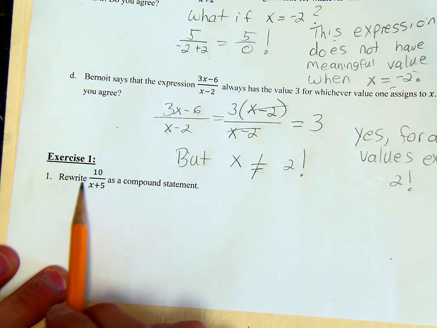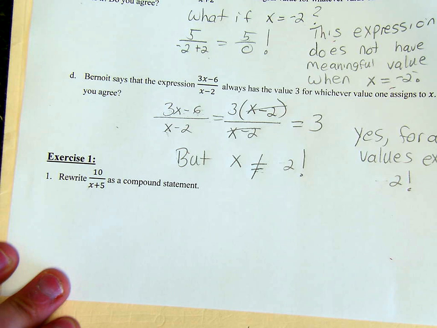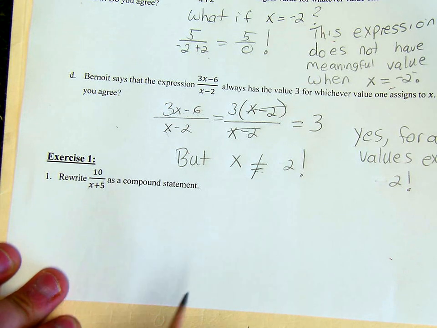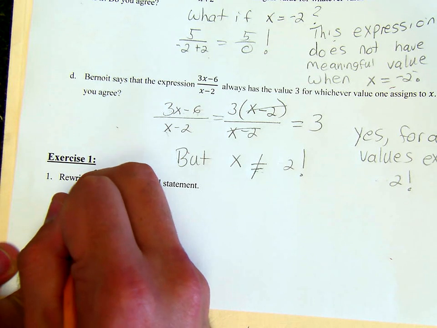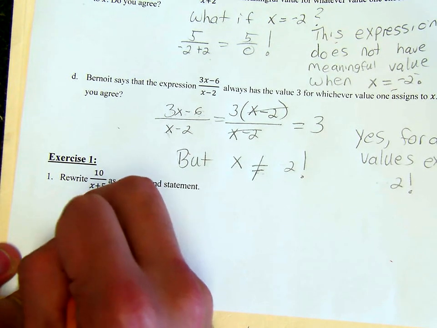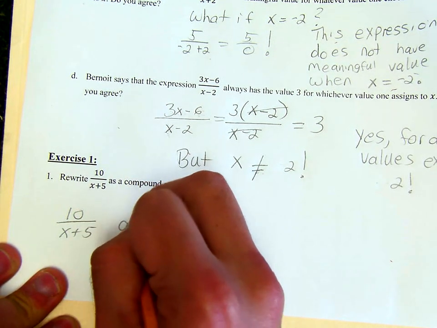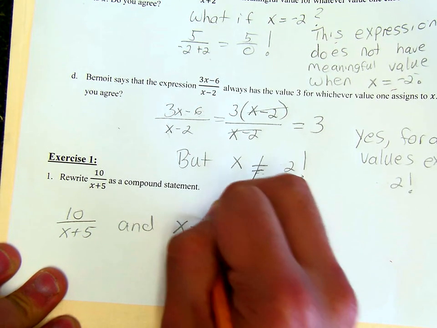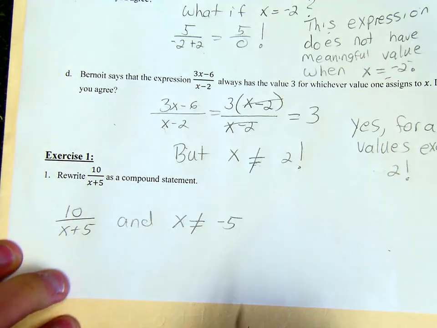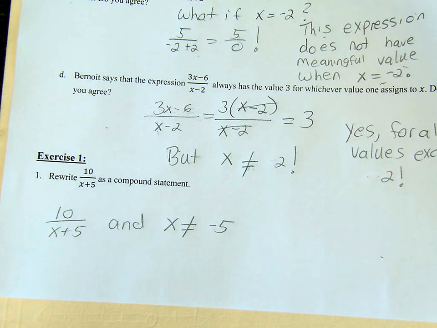So if we're writing this as a compound statement, we can say that we can have 10 divided by x plus 5, and we can have that x cannot be equal to negative 5. And then there's our compound statement. Okay? So now let's look at our next example.